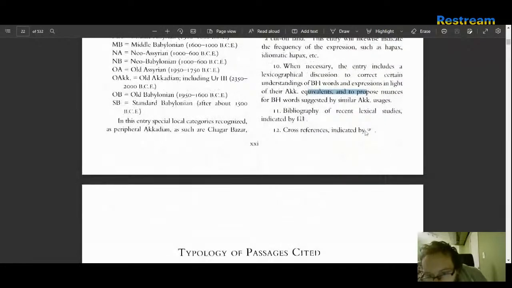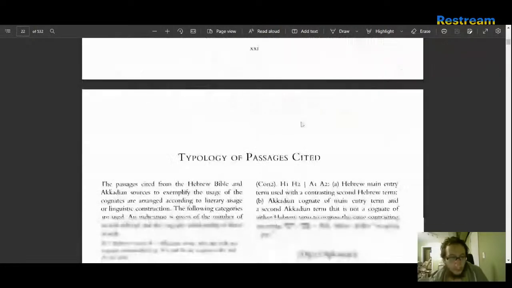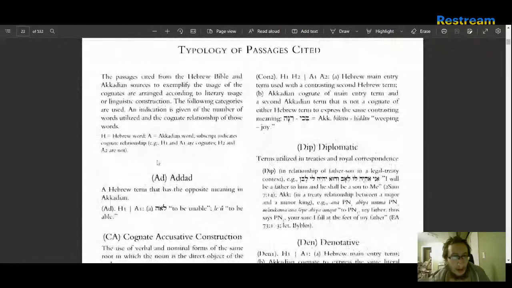Cross-references are indicated by a hand pointing. It's hard to see, but that's what it is. It's a hand with a finger pointing. Bibliography or recent lexical studies are indicated by an open book symbol. So now it's the typology of passages cited. H equals Hebrew word, A, Akkadian word. Subscript indicates cognate relationship.